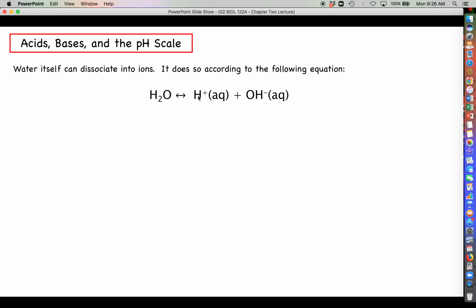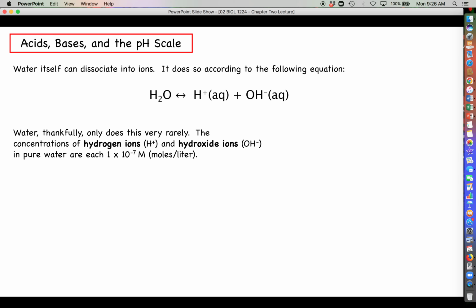So you can see that we have an H here and then an OH here, and that together makes up all the components of water. But the good news is that water only does this very rarely. So the concentration of these hydrogen ions and hydroxide ions in a pure sample of water is going to be 1 × 10 to the -7th molar, which basically means moles per liter. So really, a sample of water molecules is only going to do this very, very infrequently. So you don't have to worry about an entire sample of water dissociating all at once.